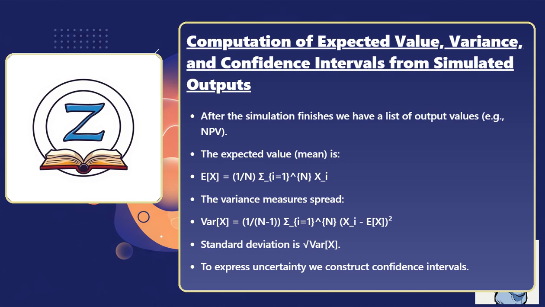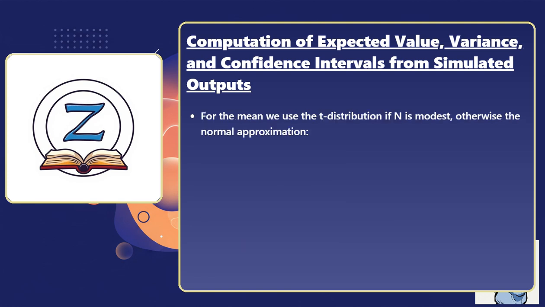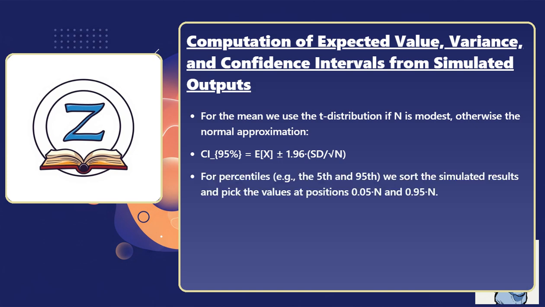To express uncertainty, we construct confidence intervals. For the mean, we use the t-distribution if n is modest, otherwise the normal approximation. CI 95% equals E of x plus or minus 1.96 times SD over square root of n. For percentiles, for example the 5th and 95th, we sort the simulated results and pick the values at positions 0.05 times n and 0.95 times n.